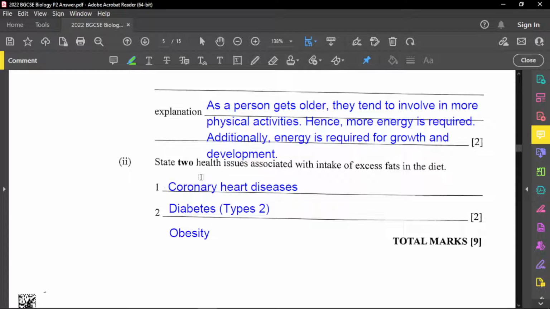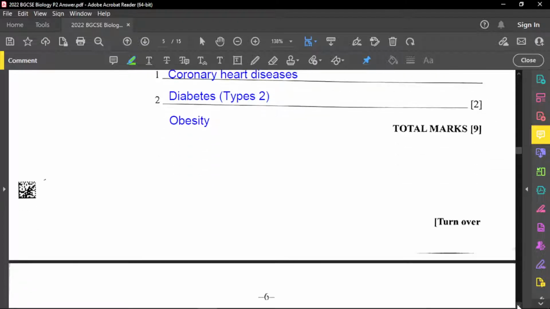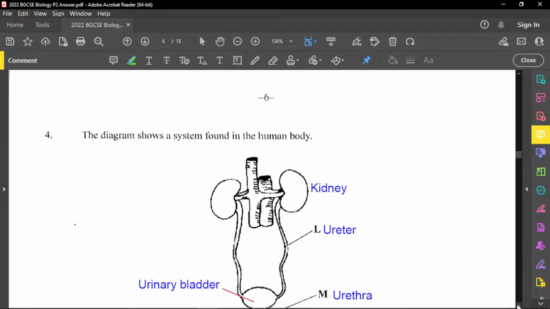All right, and so it's a state to health issues associated with intake of excess fat in the diet. And so you could have coronary heart diseases, so blockage of arteries and so on. Diabetes, typically type 2 diabetes, and obesity as well could be other problems. Of course, there could be more problems as well compared to these, but yeah, those are the three basic ones.